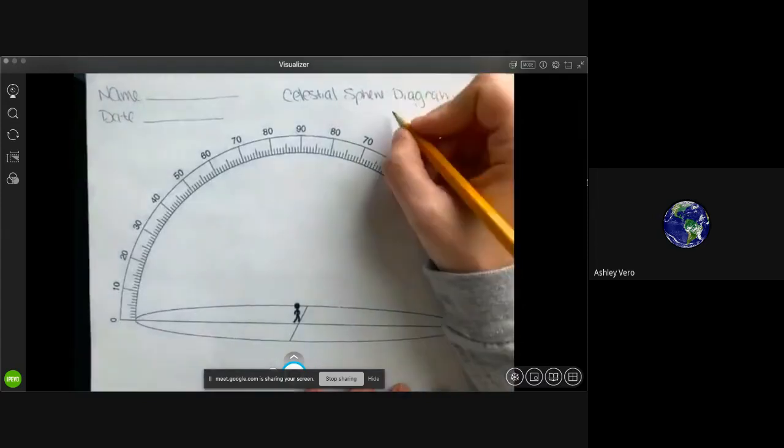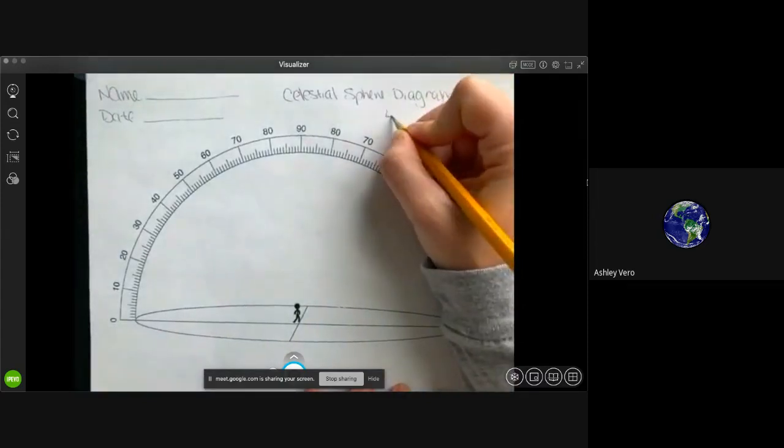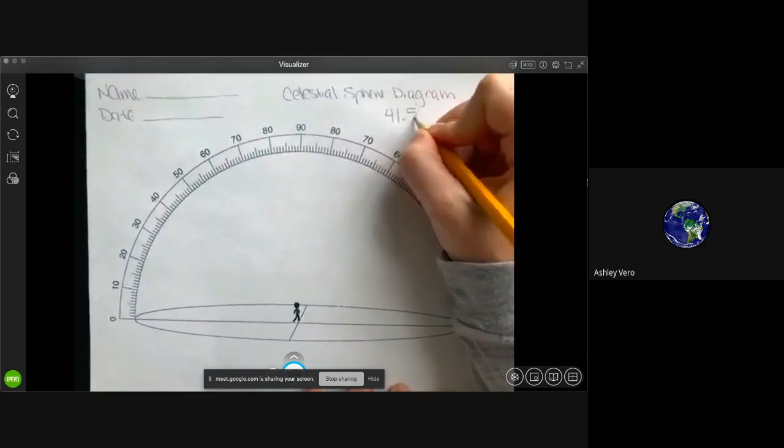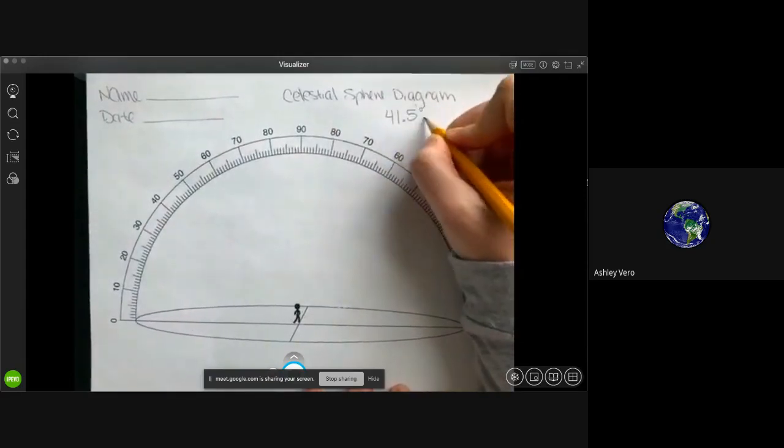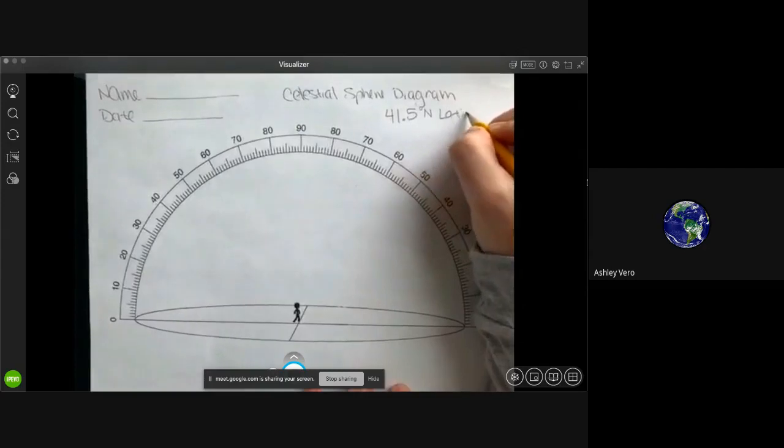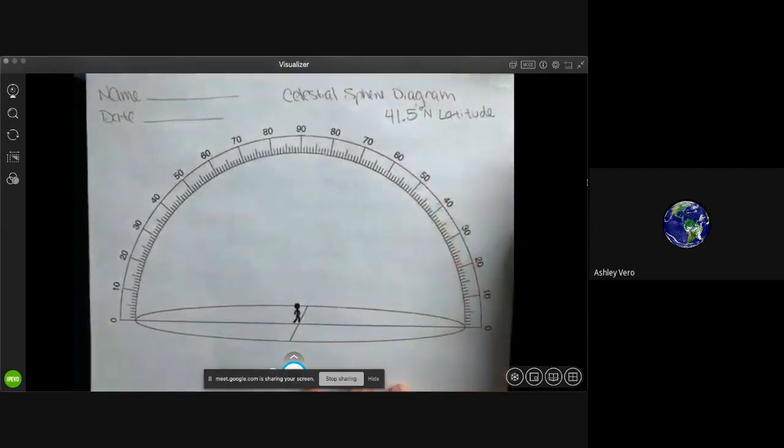So on your sheet of paper, we're going to write what latitude we live at. We're roughly 41.5 degrees north latitude, or you could say 41 degrees 30 minutes. But since we're going to be working with the angles, it's easier to not have it in minutes because we're not doing anything on the map. We're doing it with degrees of the altitude of the sun.